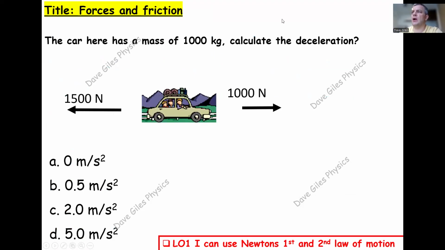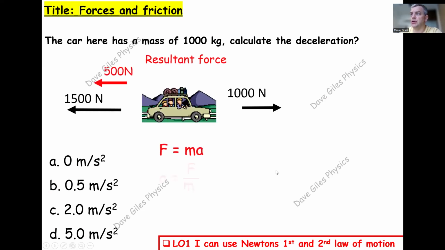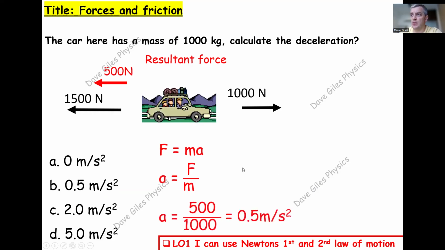So here the car has a mass of 1,000 kilograms. Calculate the deceleration. So the resultant force is 1,500 minus 1,000, so that's 500. You've got a mass of 1,000 kilograms. So F equals ma, therefore a is F over m, or acceleration is force divided by mass. So 500 divided by 1,000, which is 0.5 meters per second squared. Or you could say that would be deceleration, or you would say an acceleration of negative 0.5 meters per second squared.